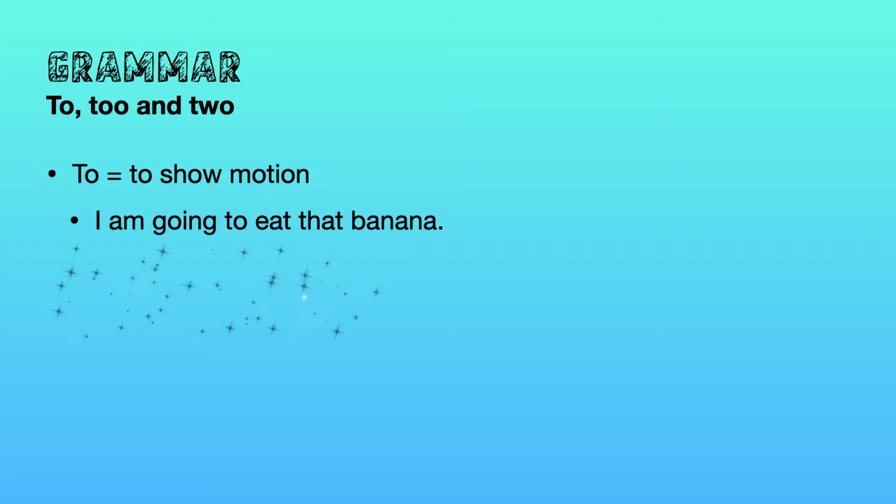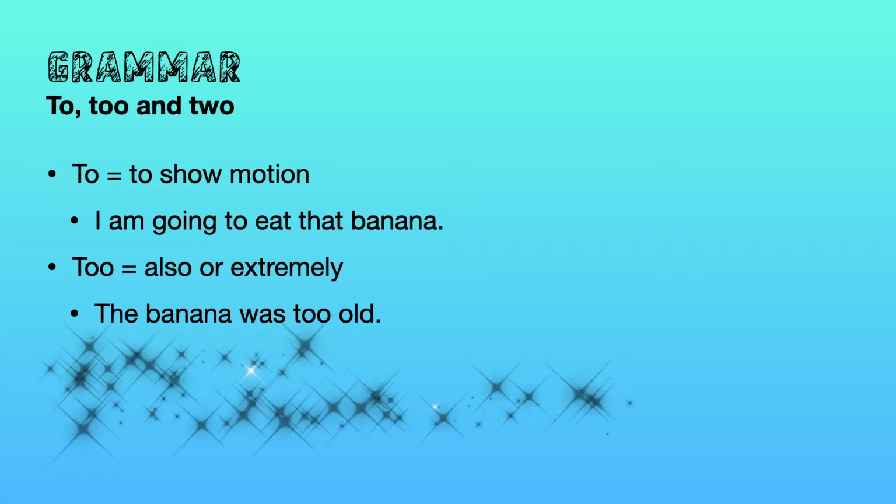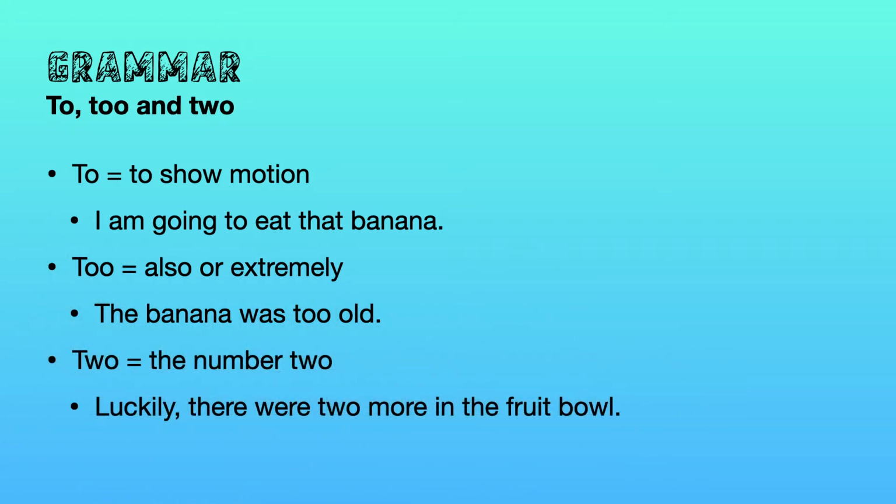Too, T-O-O, means also or extremely. The banana was too old. Two, T-W-O, is the number 2. Luckily, there were 2 more in the fruit bowl. There is a to, too and two activity on your worksheet that accompanies this video, so please pause the video now and complete that activity.